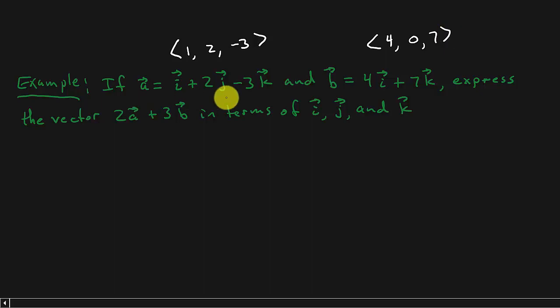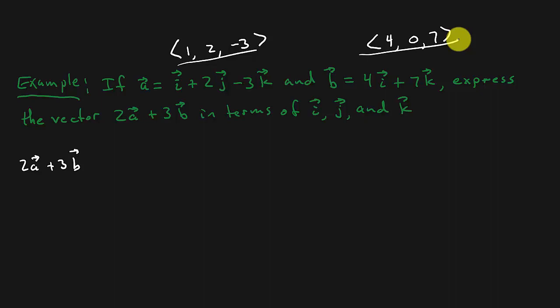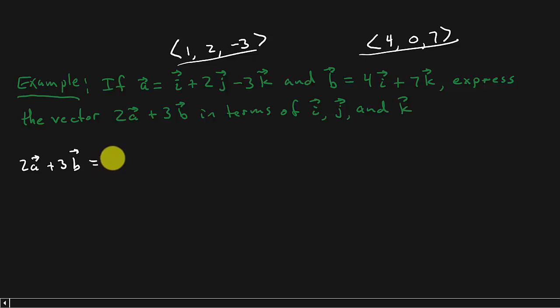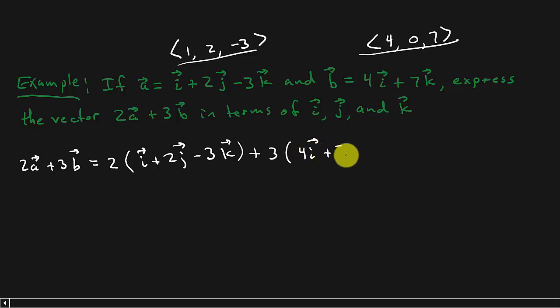All right, so let's go ahead and work the problem. So we've got 2 times vector A plus 3 times vector B. And by the way, this that I wrote up here, that's not part of the problem. That's not part of what we're doing to work the problem. I just did it for your information so you could see that. All right, so we would have 2 times vector A. So that's going to be 2 times i plus 2j minus 3k, and then that's going to be plus 3 times vector B, so that's 4i plus 7k.